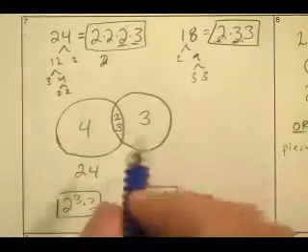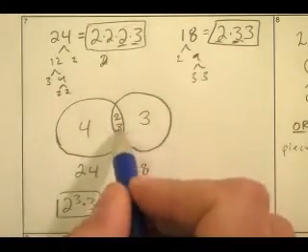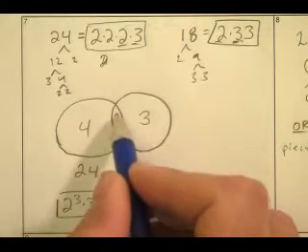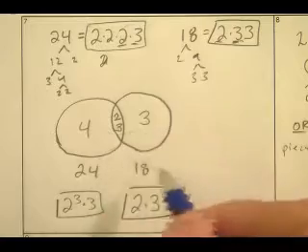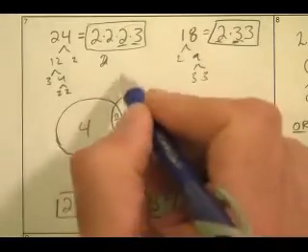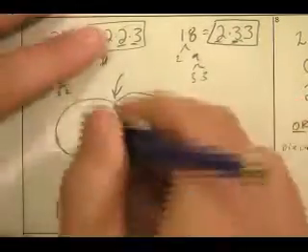And I just double check. This number in here, 2 times 3 is 6. Yes. 6 times 4 is 24. 6 times 3 is 18. So I found this guy in the middle, the shared part. Should have made that a little bit bigger.